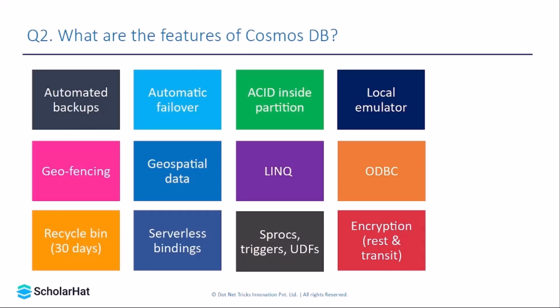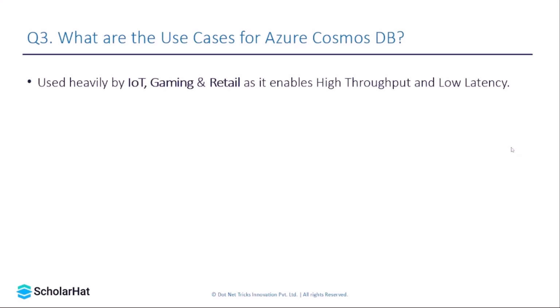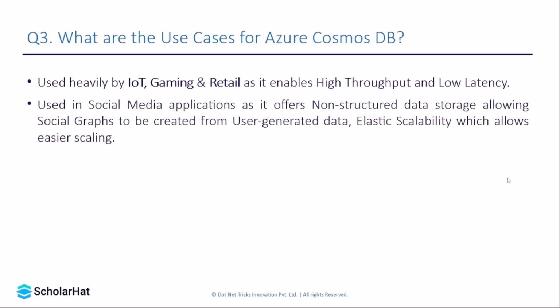Now, let's move to our next question: what are the use cases for Cosmos DB? Cosmos DB can be used heavily by IoT, gaming, and retail, which enables high throughput and low latency. It is also used in social media applications as it offers non-structured data storage, allowing a social graph to be created from user-generated data, and elastic scalability, which allows easier scaling.